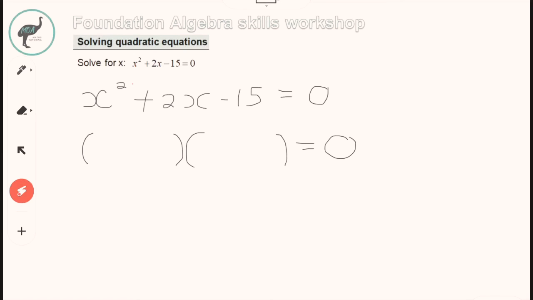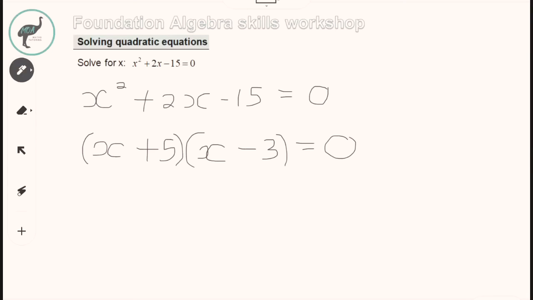Okay, so to get our x squared, we would need x times x, so an x in each bracket. And then to get negative 15, most likely 5 and 3. And I want them to add to plus 2, so that will be a positive 5 and a negative 3, because 5 minus 3 will give me my 2. So I've finished factorizing that.